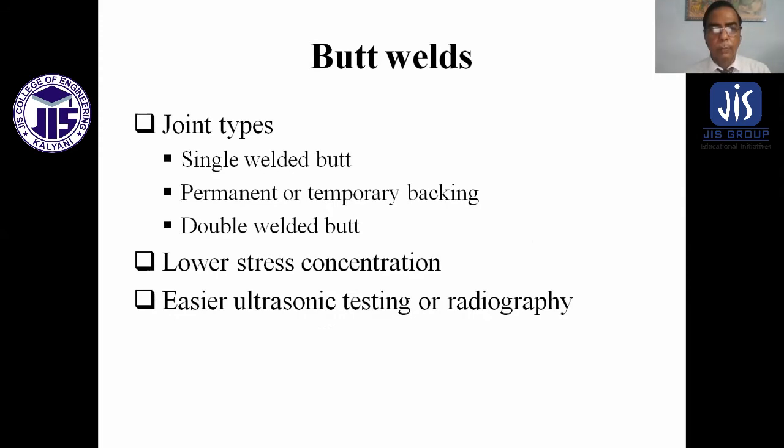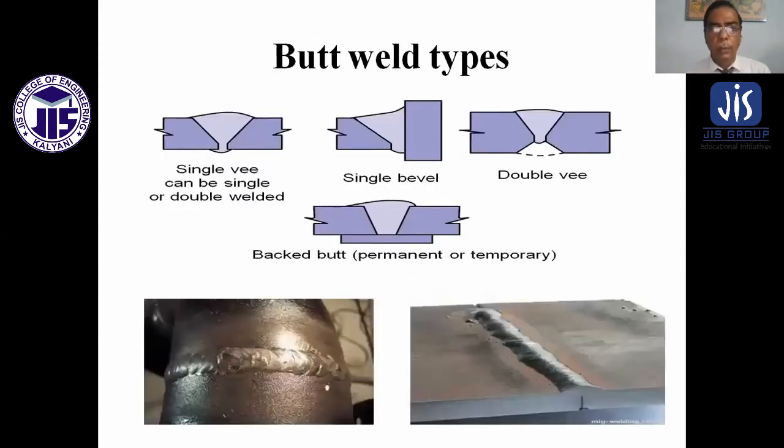Butt joints. Joint types: single welded butt, permanent or temporary backing. Double welded butt, lower stress concentration, easier ultrasonic testing or radiography. These are the butt joints. Butt weld types. Single V can be single or double welded. Single bevel weld, double V weld. And the back butt, permanent or temporary.